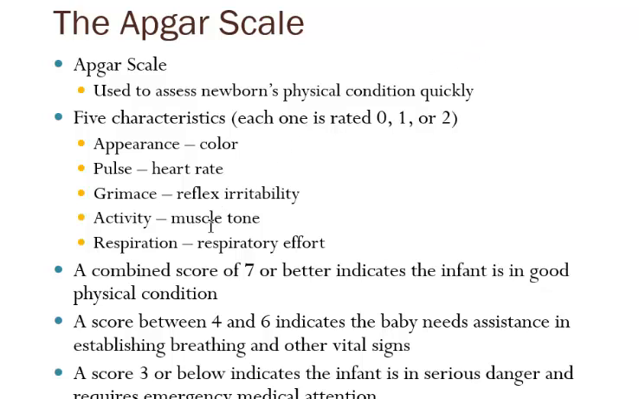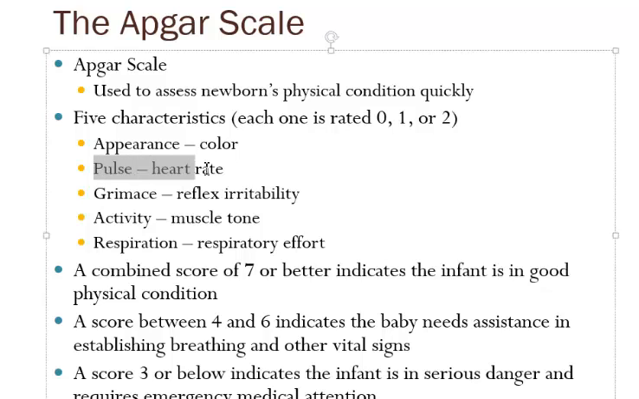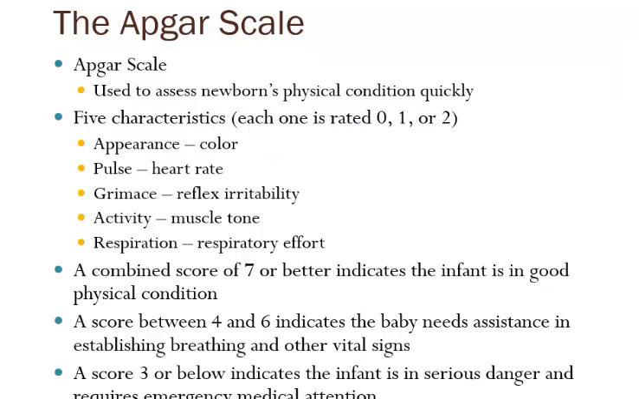Each one of these is given a rating of 0, 1, or 2. 0 for not good, 2 for good, and 1 for okay. Appearance, color: a good color would be a 2, a little grayish would be a 1, and 0 would be very grayish or not good at all. Heart rate, obviously a good heart rate would be a 2, not good heart rate would be a 0. Reflex irritability, does the baby show reflexes as they should? Muscle tone of the baby, and the respiratory effort, how is the baby able to breathe easily?